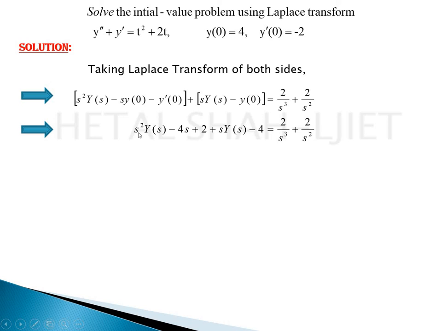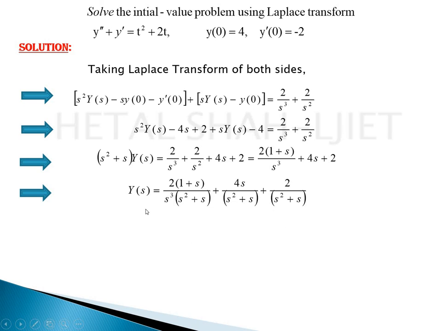Now take Y of s as a common factor, so we have s square plus s into Y of s equals 2 upon s cube plus 2 upon s square minus 4s minus 2. If we keep minus 4s minus 2 on the right hand side, that is plus 4s plus 2. Now taking s cube as LCM for the first two terms, we get 2 into 1 plus s upon s cube, and 4s plus 2. Now if we keep Y of s as the subject, then 2 into 1 plus s upon s cube into s square plus s, 4s upon s square plus s, and 2 upon s square plus s.